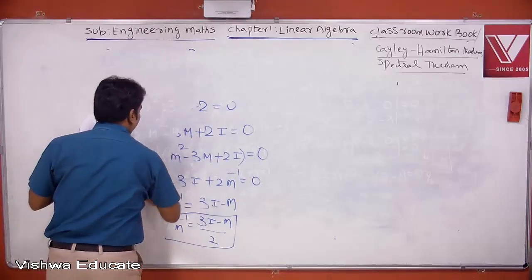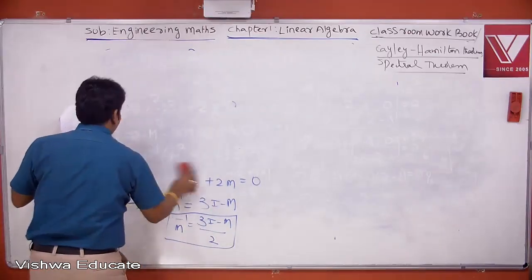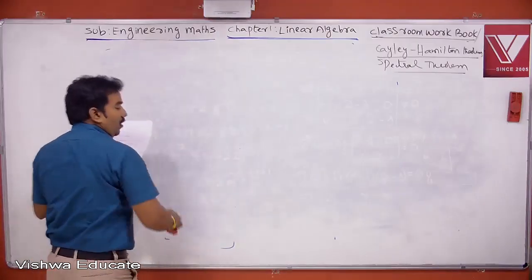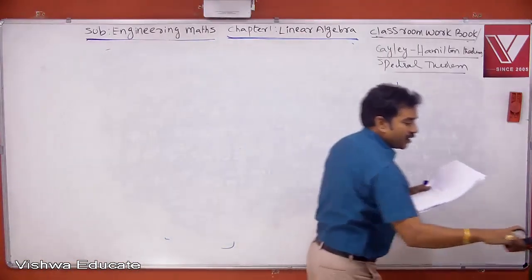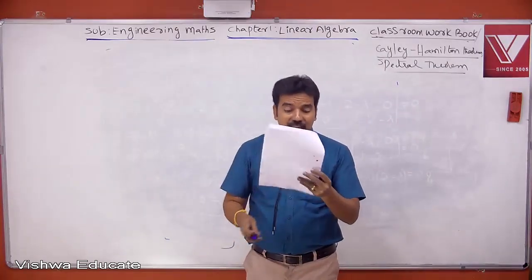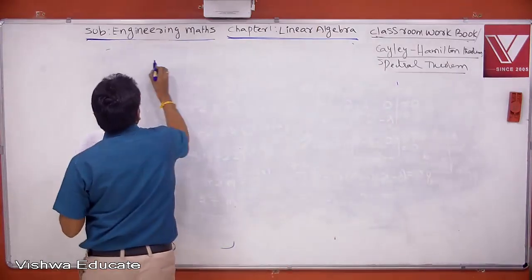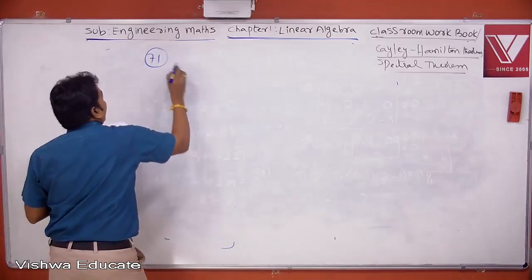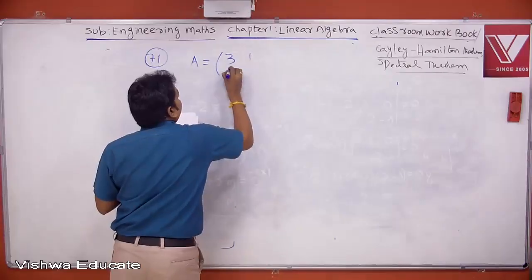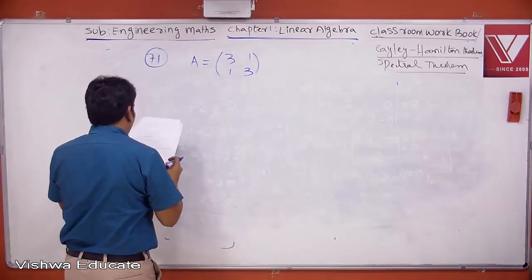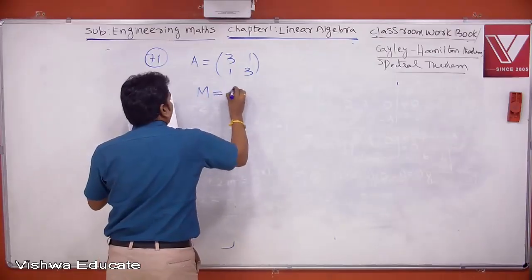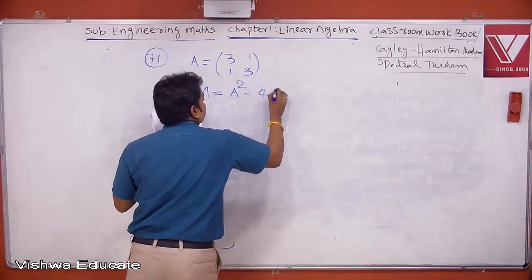Now, let us discuss question number 71. This will be the last question on the models Cayley-Hamilton theorem or spectral theorem. Given that A equal to [[3, 1], [1, 3]], question number 71, last question in this model. They were asking the sum of eigenvalues of the matrix M equal to A square minus 4A inverse.